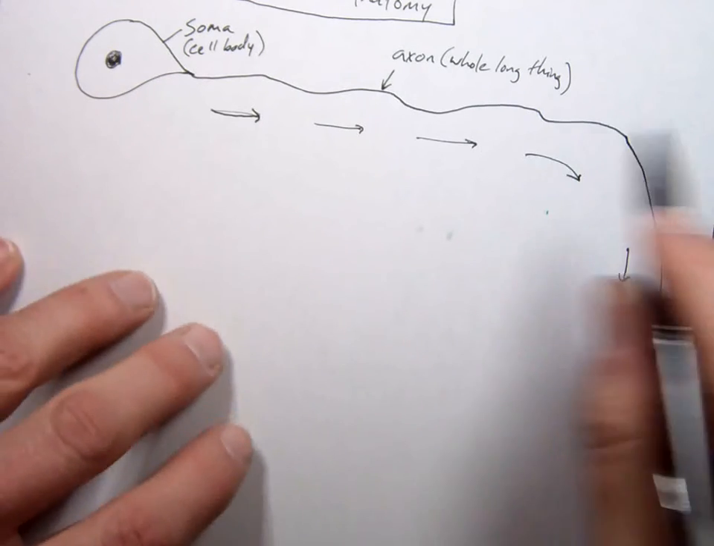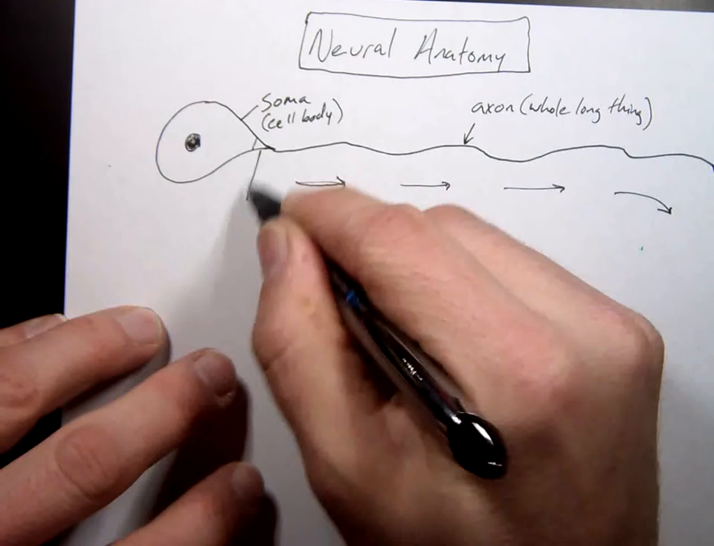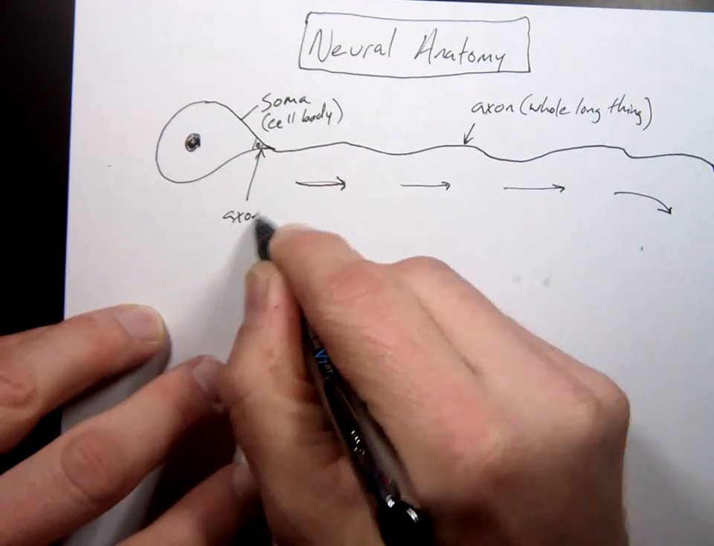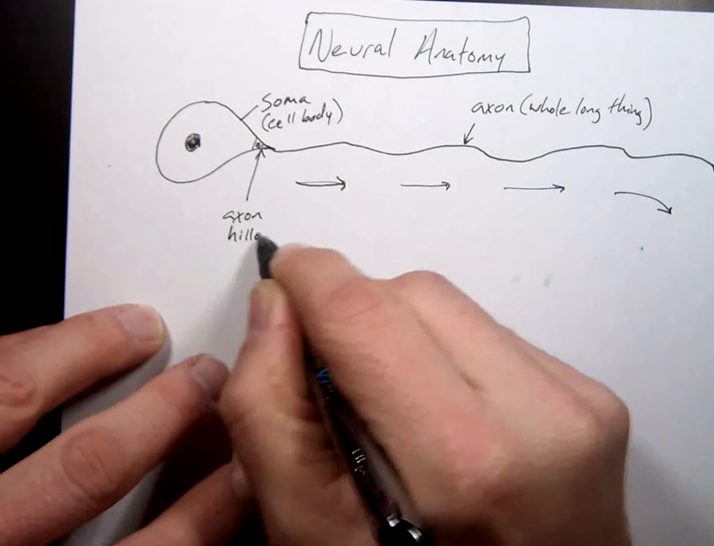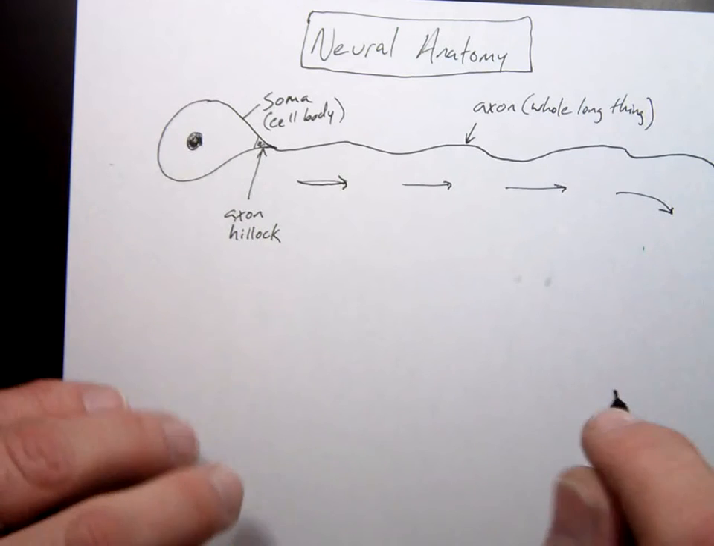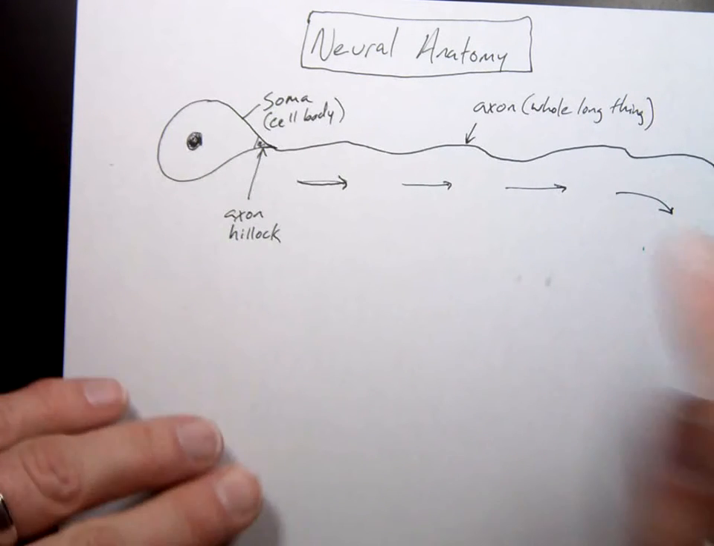So this point where the axon meets the soma, this little section right here, is called the Axon Hillock. I promise I'll leave you enough room in here to write our notes for today. Axon Hillock.